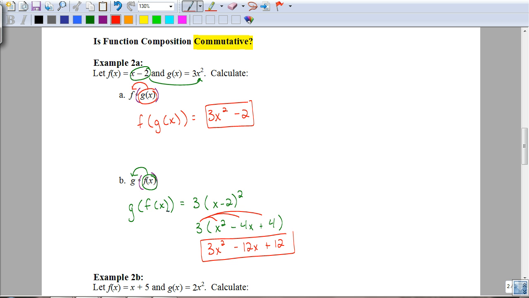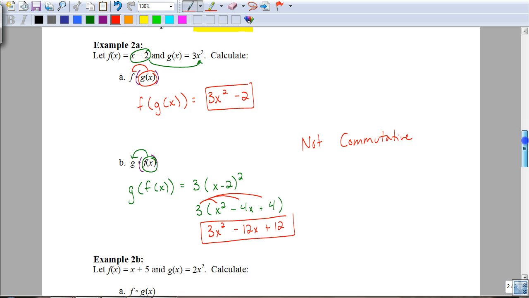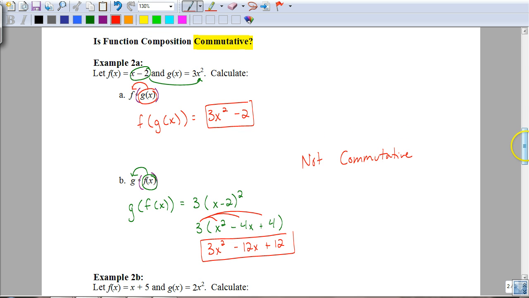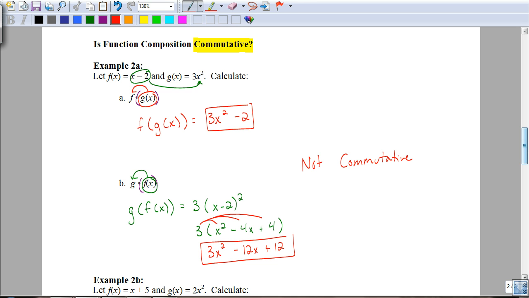So g following f of x is 3x squared minus 12x plus 12, whereas f following g of x, using the same two functions just in a different order, gave me 3x squared minus 2. So in other words, they're not commutative. Demonstrating that with just one example proves that no matter what functions we use, function composition is not going to be commutative. Now granted, there might be a couple here or there that end up working, but overall, just know that composition of functions is not commutative.